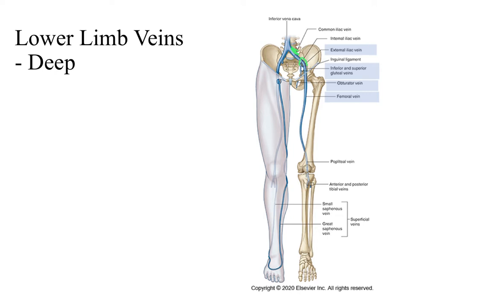And then those are going to split off into your inferior and superior gluteal veins, and we talked about those in a previous lecture. Obturator vein and femoral vein. So all of these are what we would consider deep veins. And again, the deep veins specifically are going to run with and be named according to the arteries that they run with. And of course, they drain into the inferior vena cava ultimately.